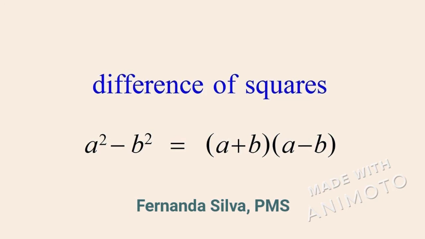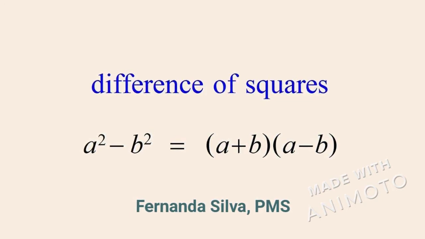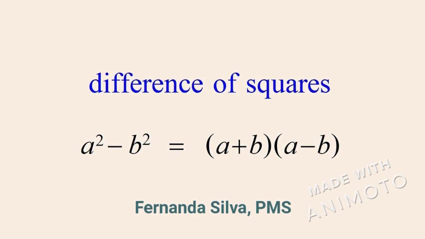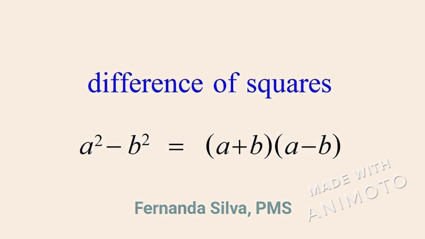So to start off with, I went ahead and provided a picture of the formula, and the formula is going to be a squared minus b squared, and it's going to be the same thing as a plus b times a minus b.